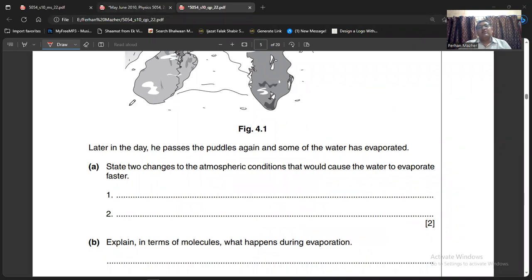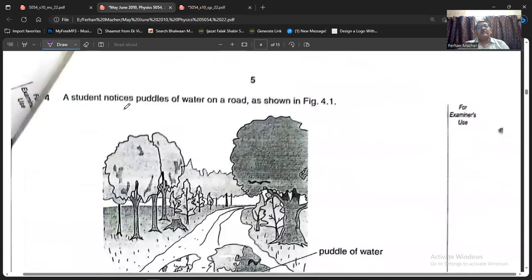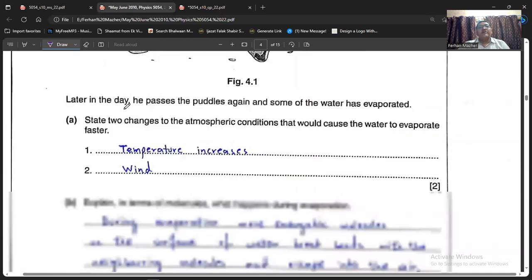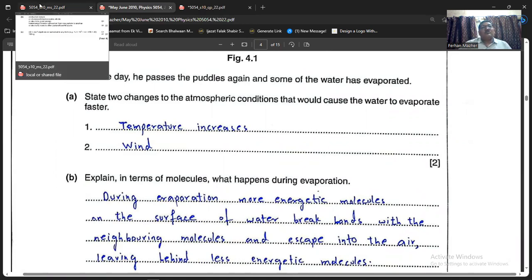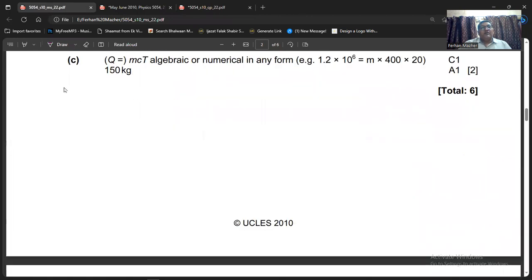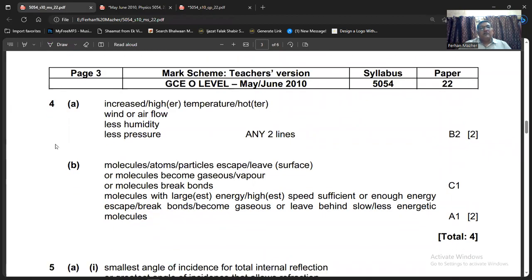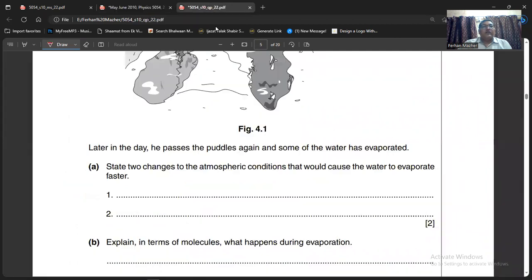So how can the rate of evaporation be increased? The rate of evaporation can be increased if the temperature of the atmosphere increases, or the wind starts blowing, or the humidity level drops. These are a few factors which can cause the water to evaporate faster. So: increase in temperature, wind or air movement, less humidity, less pressure. Okay, so our answer is right.